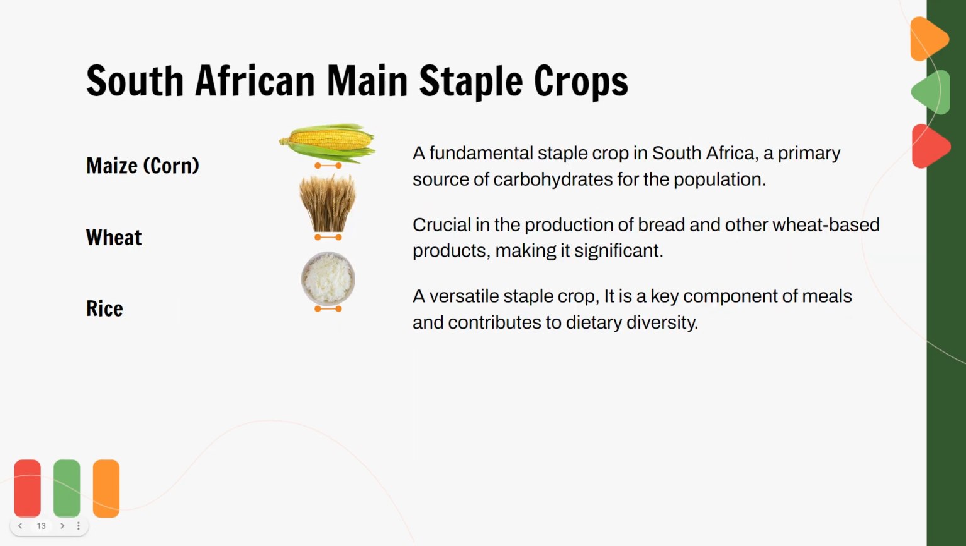More on the South African diet, staple crops play a pivotal role. Wheat, a cornerstone in bread production, is a vital source of carbohydrates. Rice is versatile and widely consumed, and it adds diversity into the nation's dietary landscape.